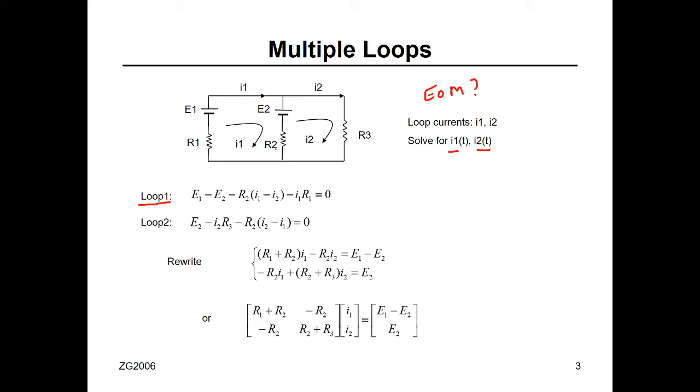What is the voltage across R2? It is minus R2 I1, and there is another current on the other side, so you have to be careful. You have to subtract I2. Minus the voltage across R1. What is the voltage across R1? Minus R1 I1, equal to 0. And this is the equation of motion number 1.